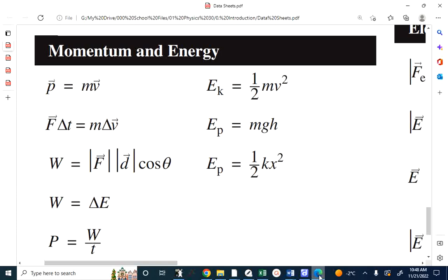The force and the displacement have to be along the same line. So the force that you put in has to be the force in the direction of motion or in the direction opposite to the motion. And all that means is you might have to find a component of the force in that particular direction, in which case you use trigonometry. That's it in a nutshell.